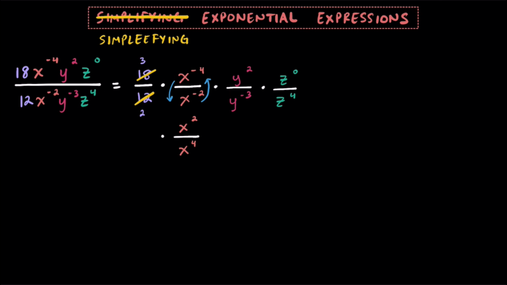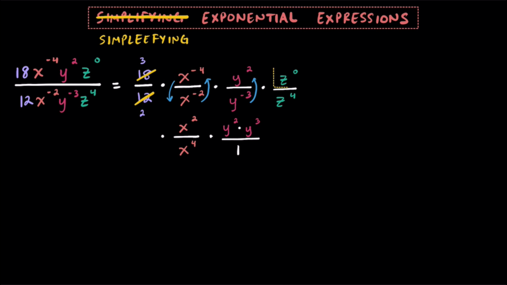Now leave that alone for now, and moving over to the y's, I'm going to leave that y squared alone on top, but let's move this y to the negative third power up top to join it so it has a positive exponent as well. So we're going to leave that y to the second power in the numerator, but this y to the negative third power is going to join it and become y to the positive third power, and that's going to just be all on top of 1 since nothing's left on the bottom.